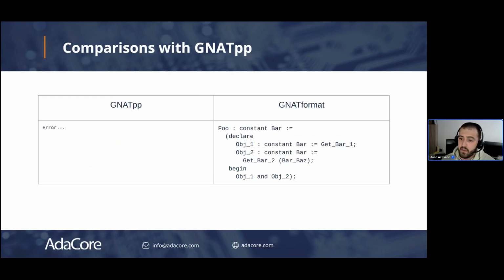And finally, and perhaps one of the most important features, it's support for new language constructs. In this example, declare expression. Very challenging and time-consuming to introduce this in GNATpp. So for GNATformat, we made sure that this is not an issue. This is very important because it allows the formatter to keep up with the language evolution and its new features, such as the ones that my colleague Rafael previously showed.